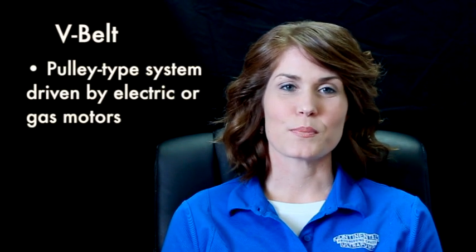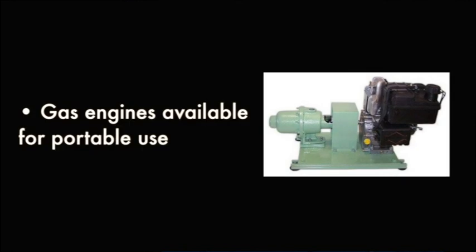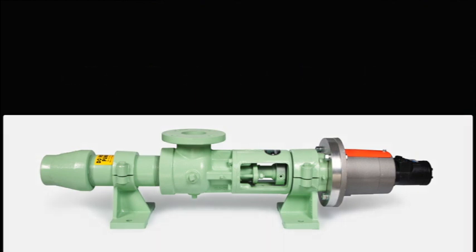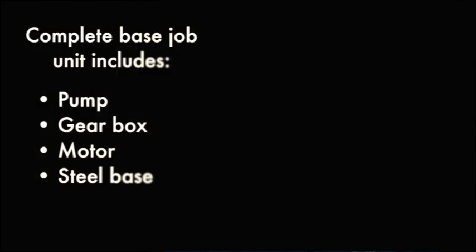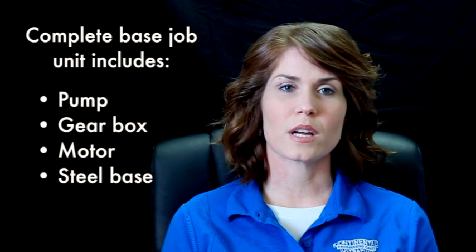A V-belt is a pulley-type system that is driven by electric or gas motors. A gas engine is an option when a portable unit is needed. We offer hydraulic adapter units when hydraulics are the source of power to drive the pump. The complete base job unit includes pump, gearbox, motor, and steel base, which we can build to your particular specifications.